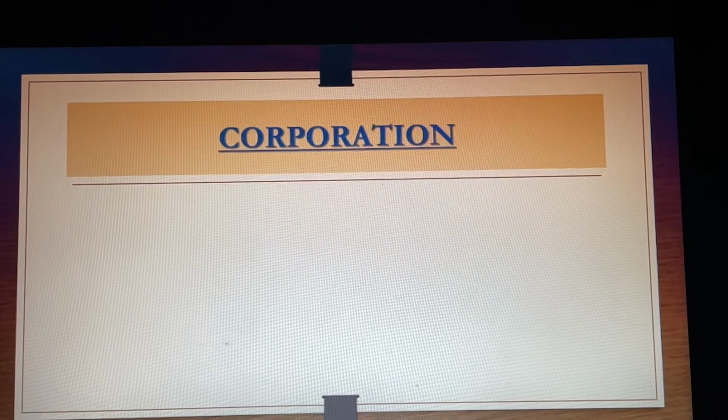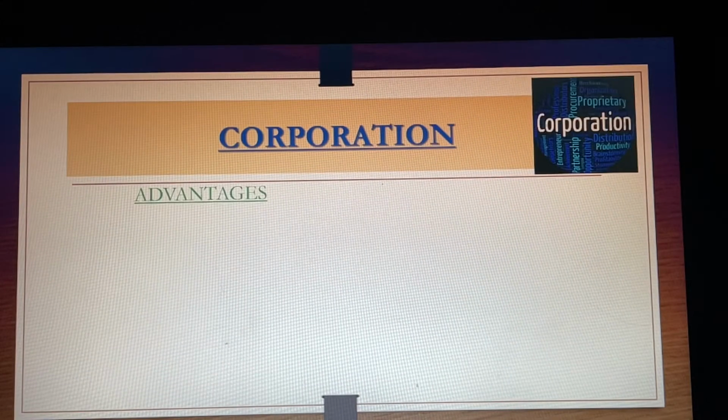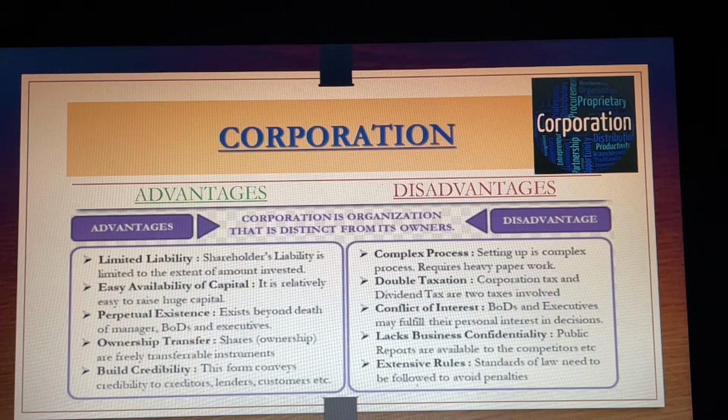In corporation, we have both pros and cons, or advantages and disadvantages. For advantages, we have limited liability. I will just read you the bold letters only. The second one is easy availability of capital. The third is perpetual existence. Then the next one is ownership transfer. The fifth one is build credibility. You can just read the short explanation about each advantage.